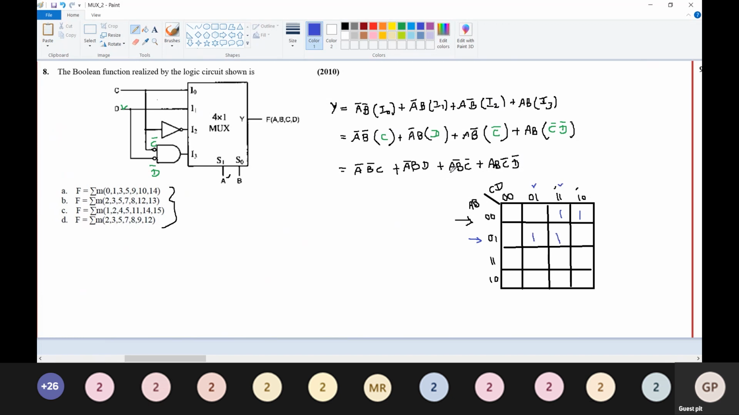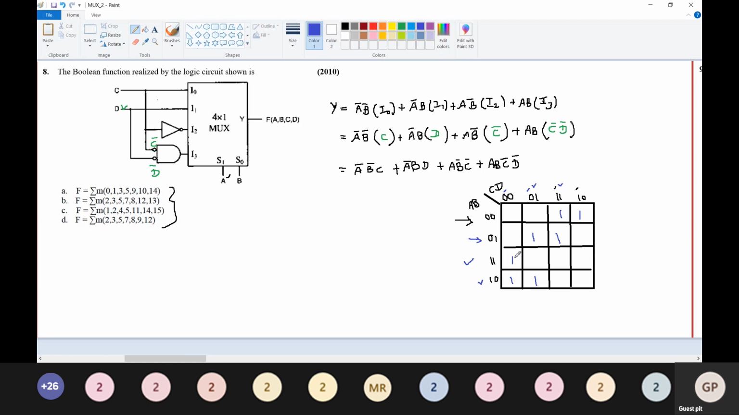Next, A B dash C dash. A and B dash, and C dash. C dash is these first two. Okay. So here we have two ones. And finally, AB means this row. C dash D dash means.